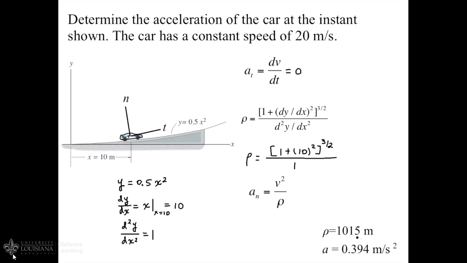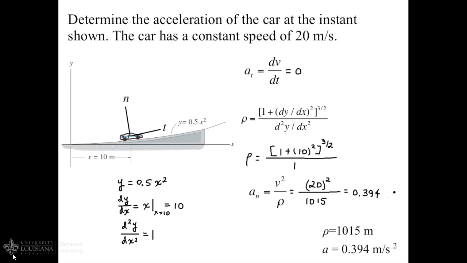Knowing rho, we can now find a sub n. The velocity is constant, as we've stated, 20. We're squaring that, and we're going to divide it by rho, which we calculated to be 1,015. When you work this out, you get the answer of 0.394 meters per second squared.